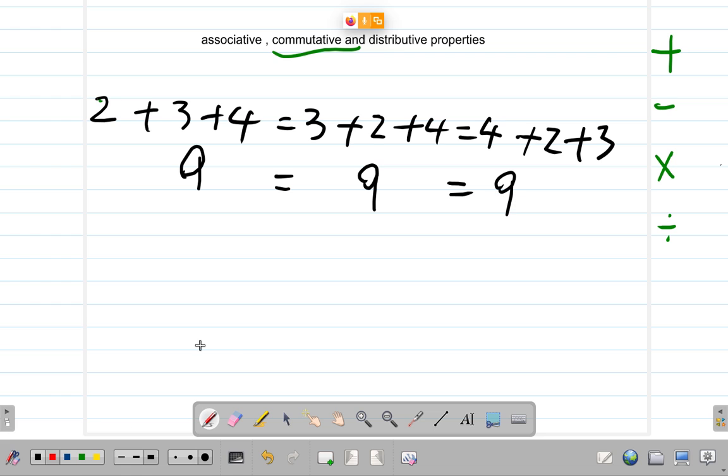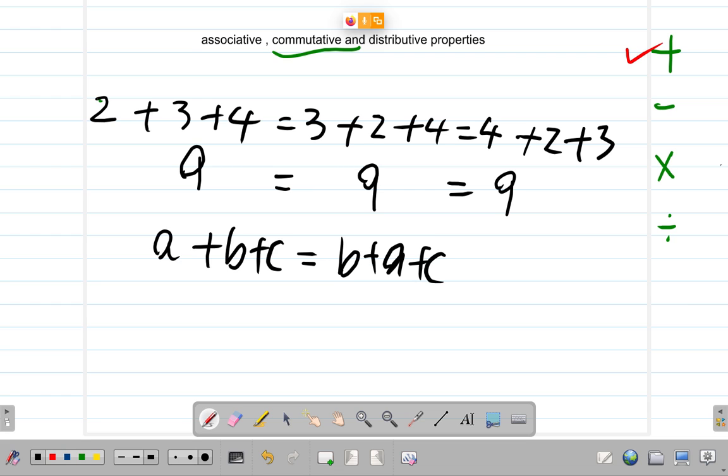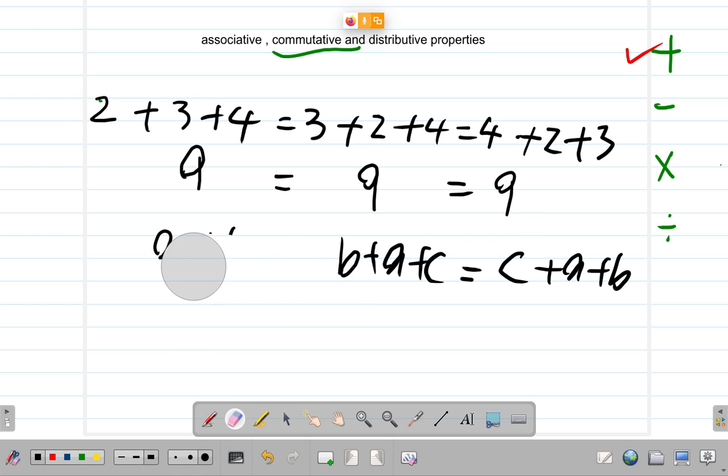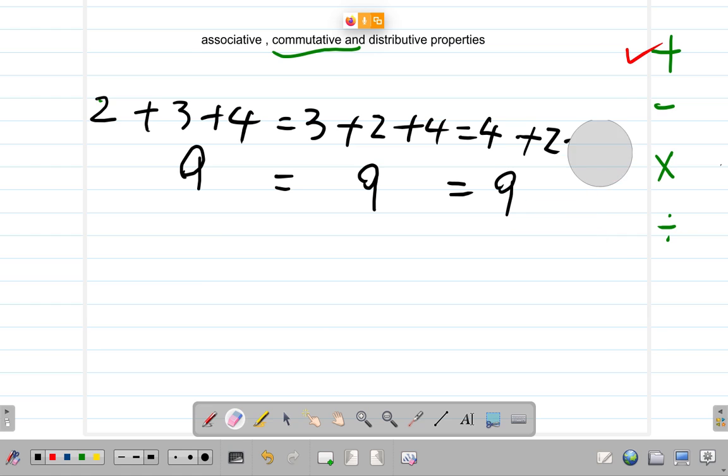So based on that, we could see that addition is commutative, right? You could generally make a statement that A plus B plus C is equal to B plus A plus C, which is also equal to C plus A plus B. So addition is commutative. You can make the numbers travel and change positions and you get the same answer regardless of where they travel to.